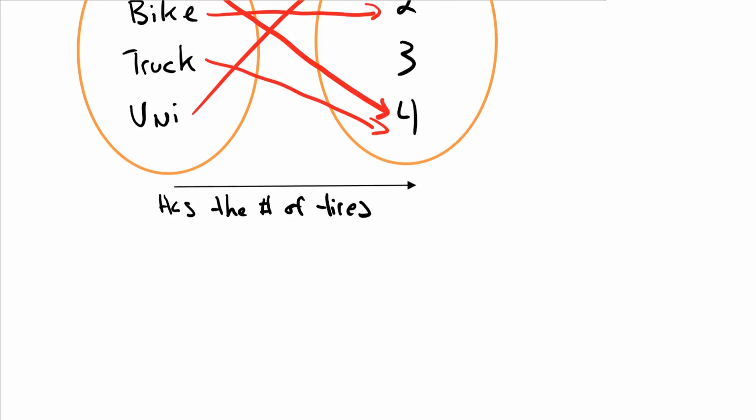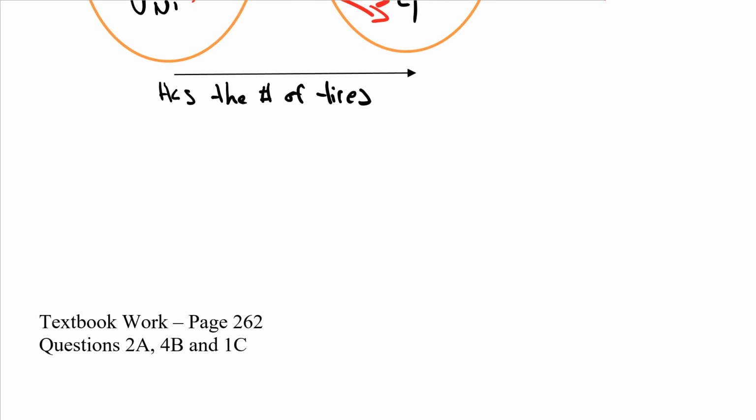Let's switch to our textbook. And on page 262, we can do 2 of the A questions, 4 of the B questions, and 1 of the C.